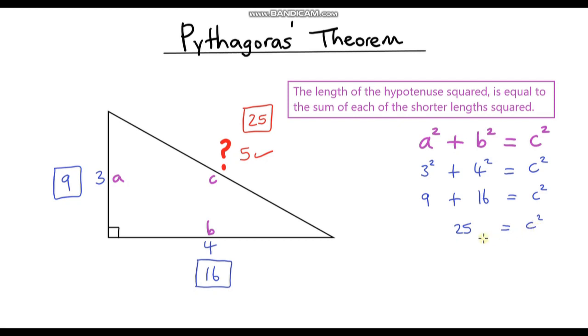To work out what C is, we just need to take the square root of both sides. Usually, if we're taking the square root, we would have two values, plus or minus 5. But because we're only dealing with a length, you can't have a negative length. So we're only going to take the positive version. The positive square root of 25 is 5. So we're going to have 5 is equal to C. So hey presto, we get the same answer.